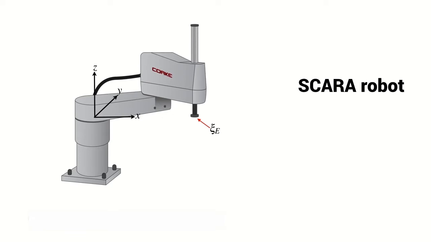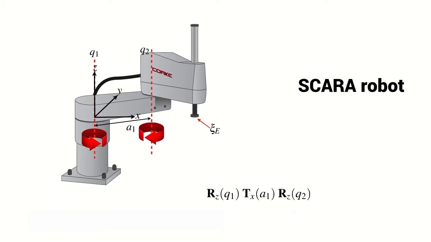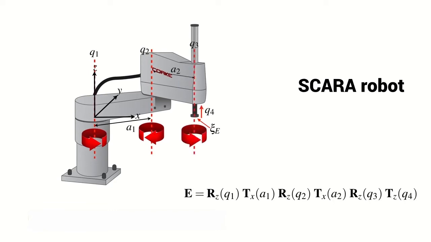The first step then is a rotation of the coordinate frame about the z-axis by an amount q1. Then we translate that coordinate frame in the x direction by an amount a1, the length of the first link. Then we rotate the coordinate frame about the z-axis again by an amount q2. Next we translate in the x direction by an amount a2, that's the length of the second link. Then we rotate around the z-axis again by the angle q3, and finally we translate in the z direction by the amount q4.